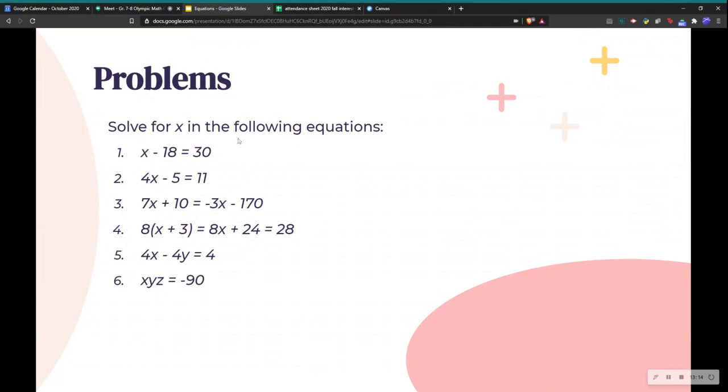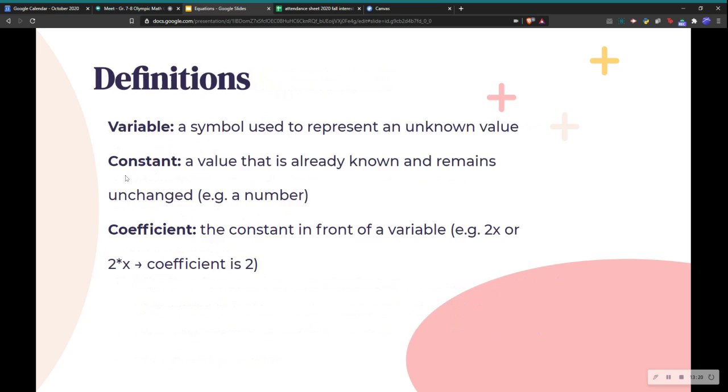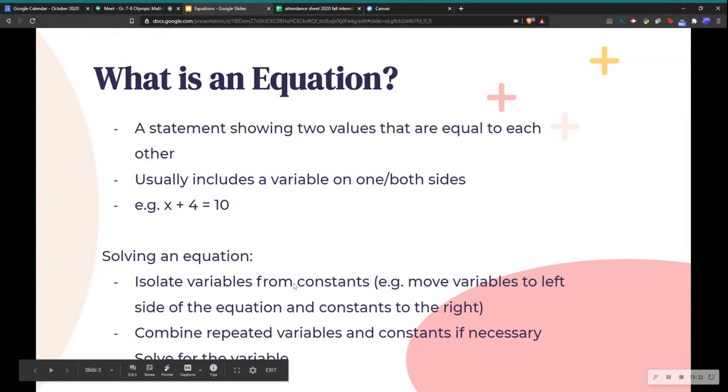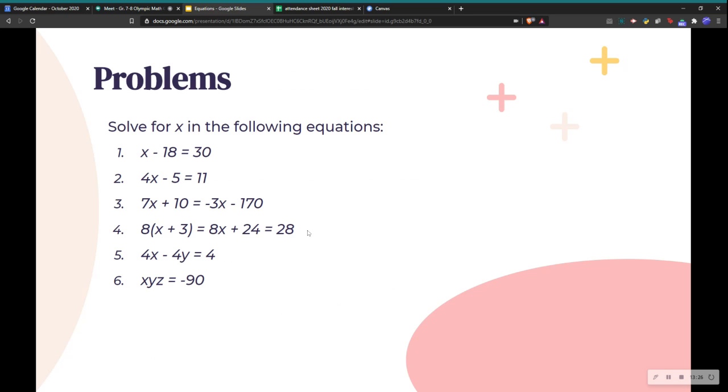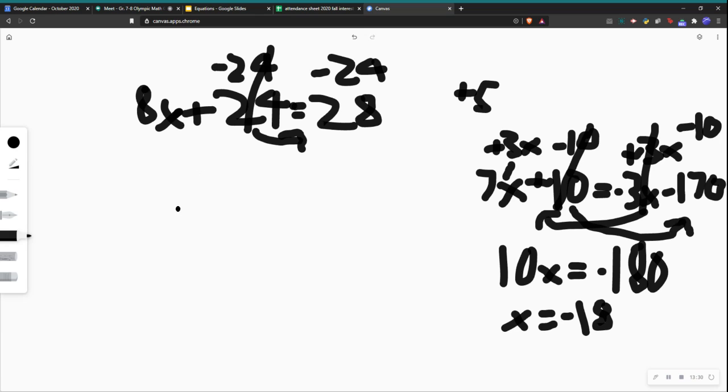Okay. So yeah, we were just discussing equations. Hopefully it's review for you, Yifang. And we were just solving question 4 right here. So 8x plus 24 is 28 over here.